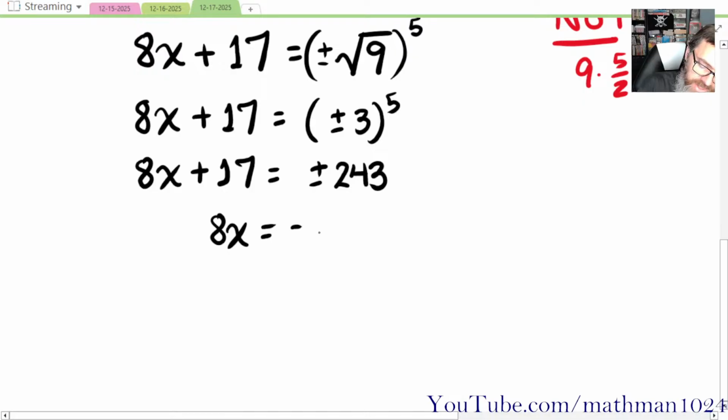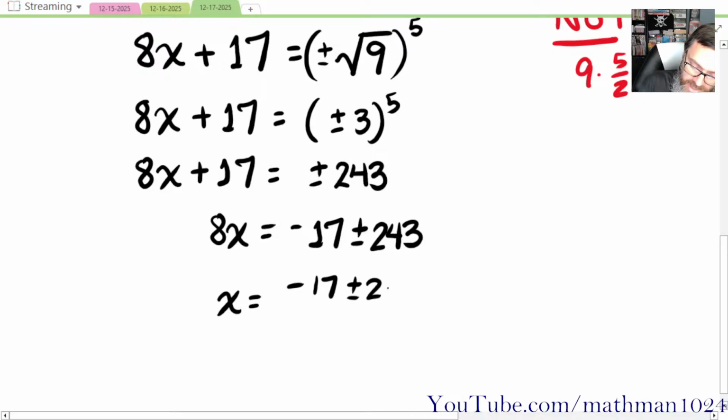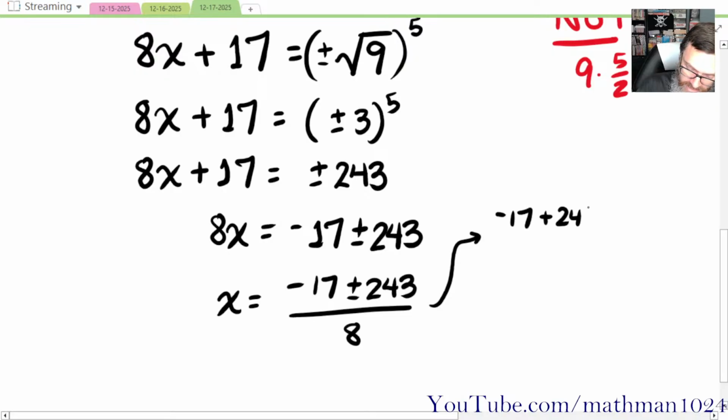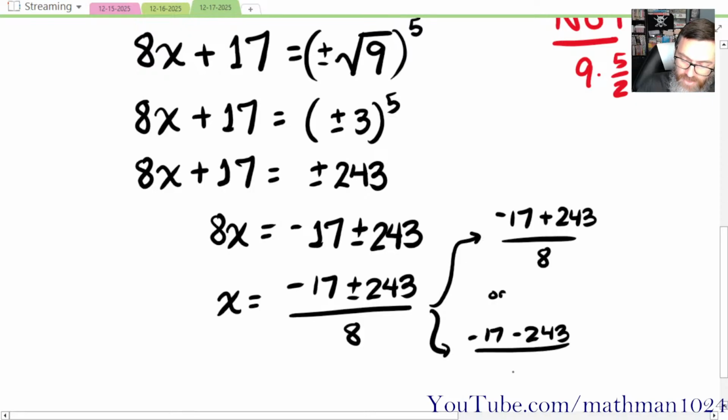So we'll subtract the 17. Again, put that in front of the plus or minus. And then we'll divide both sides by 8. And so now we have to separate this and finish to get our two solutions. All right, so one of these is negative 17 plus 243 divided by 8. And the other one is negative 17 minus 243 divided by 8.